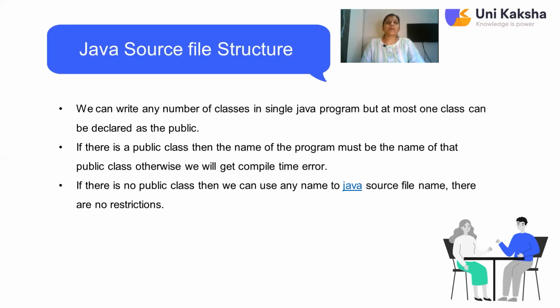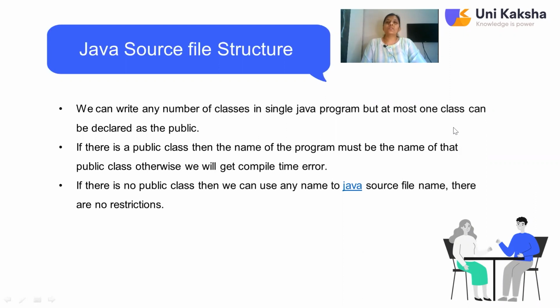Like if I'm going to include 5 classes in one program, then I can include that. But if all these classes are not public classes, then you can give any name to your program. But if there is a public class available in your program, then the name of the Java program must be the name of that public class. This is the first rule which you have to remember.